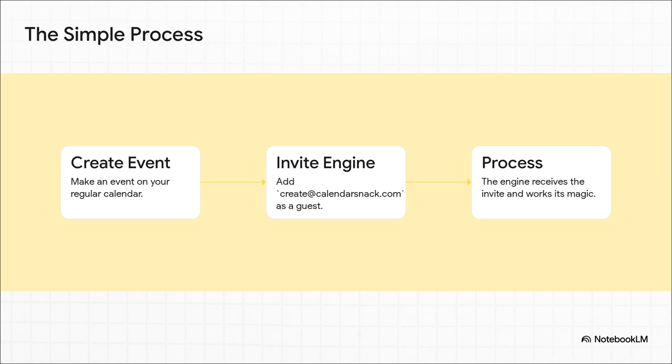First, you create your event just like you always do. Step 2, when you're adding guests, you just add one more, create@calendarsnack.com. And that's it. The second you hit save, your calendar sends the invitation, the engine gets it, and the whole process just kicks off all by itself.